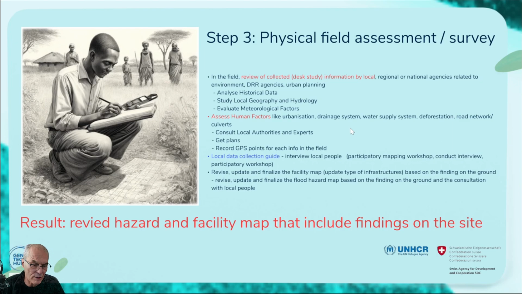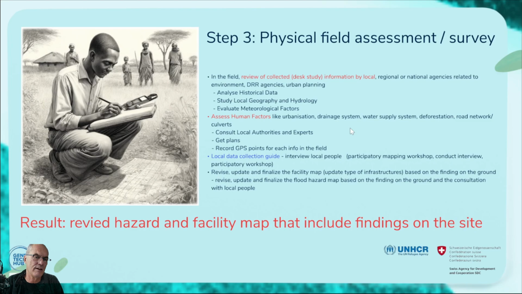I might have very recent deforestation that is actually destroying the environment. I might have a road network that is not on the map, with roads with culverts or elevated roads that act like a dam. So that's why it's time, with my local engineer who knows the situation, to consult local authorities and local experts, especially to ask for plans. Maybe there are plans. If they make a road, there might be a plan. If they do whatever they do, there might be a plan.